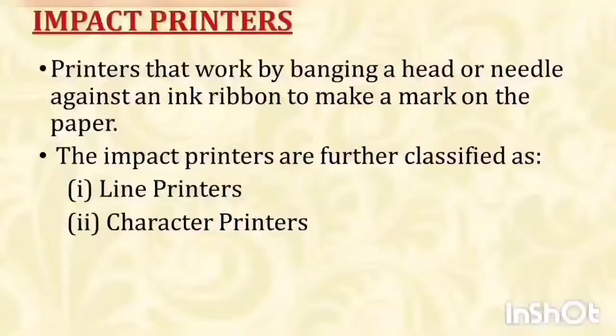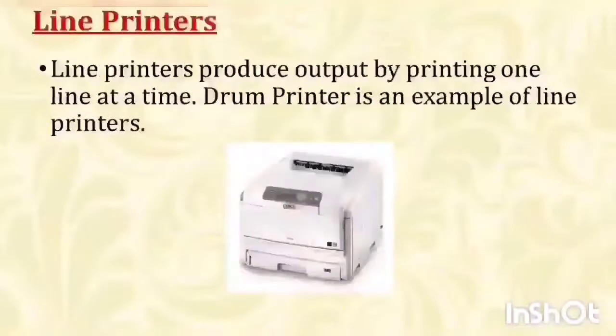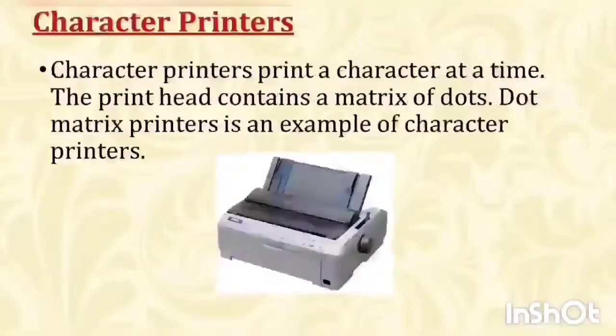When it bangs on the paper, it produces an impression on the paper. So the impact printers are further classified into line printers and character printers. Line printers are printers which print line by line on the paper at a time. It will print one line. So the example of line printers is the drum printer.